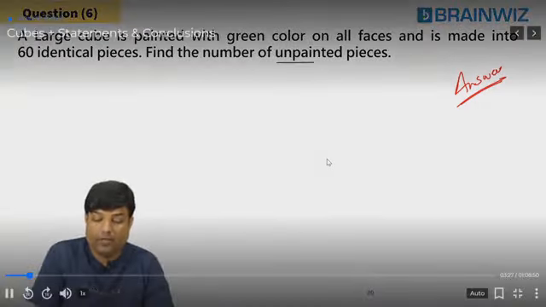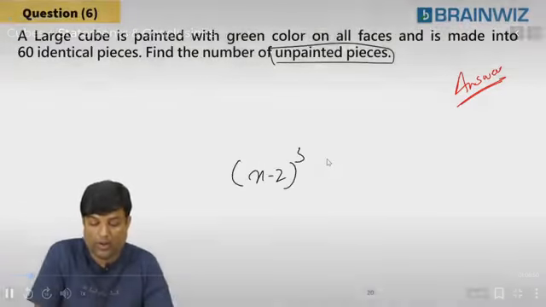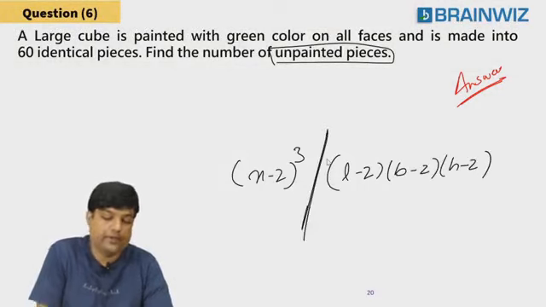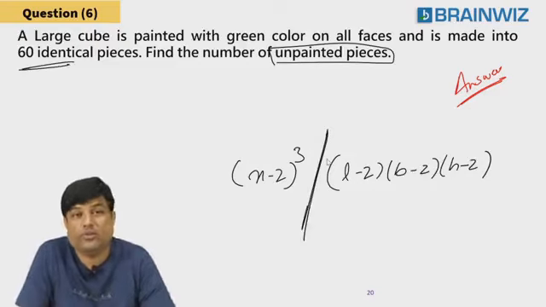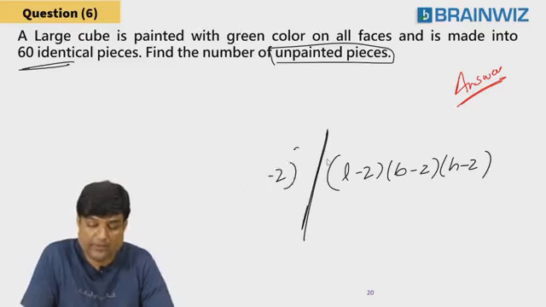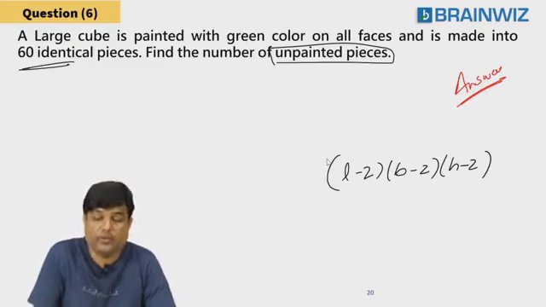Are you sure? I want unpainted. For unpainted, we have two formulas: n minus 2 whole cube, or L minus 2 into B minus 2 into H minus 2. It depends on what is given. He gave you 60. Is 60 a perfect cube? No, it's not a perfect cube. So we cannot use the n formula. Following everybody? Good. So we should use this in a non-perfect cube.